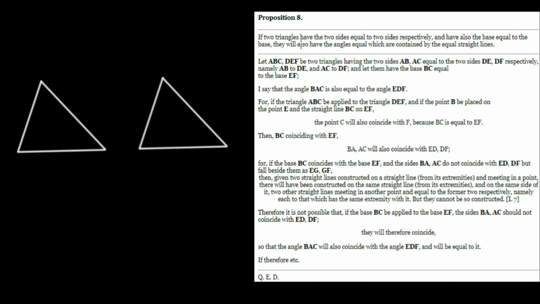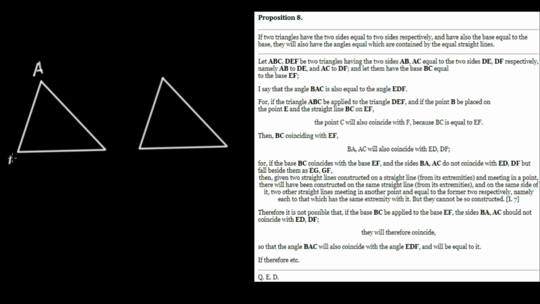If two triangles have the two sides equal to two sides respectively, and have also the base equal to the base, they will also have the angles equal, which are contained by the equal straight lines. So let's set this up. Let ABC and DEF be two triangles having the two sides AB, AC equal to the two sides DE, DF respectively, namely AB to DE. So let's draw that in.